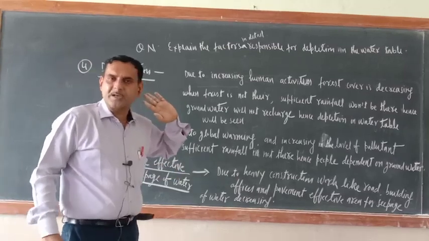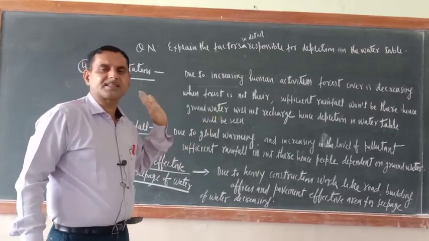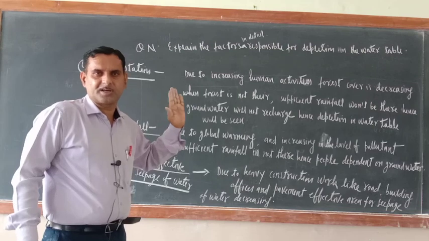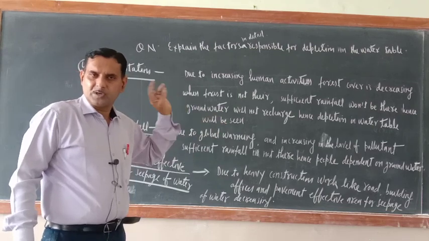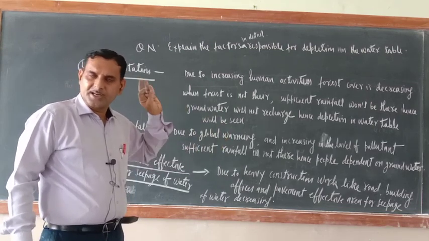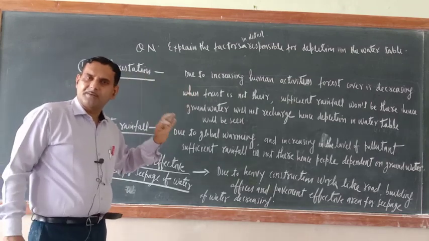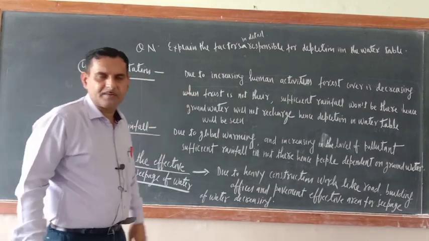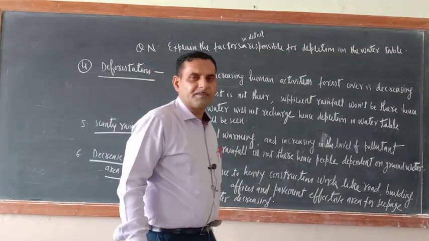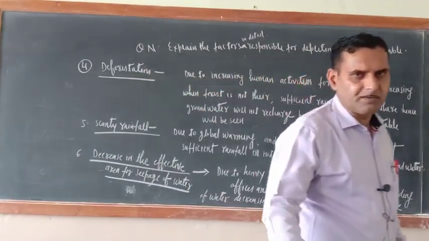Once again I am summing up for you. Basically 6 factors are responsible for depletion of water table: increasing population, increasing industries, increasing agriculture activities, deforestation, scanty rainfall, and decrease in the effective area for the seepage of water.